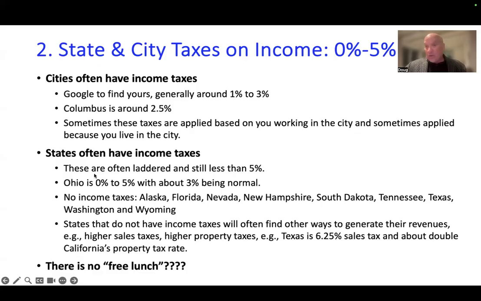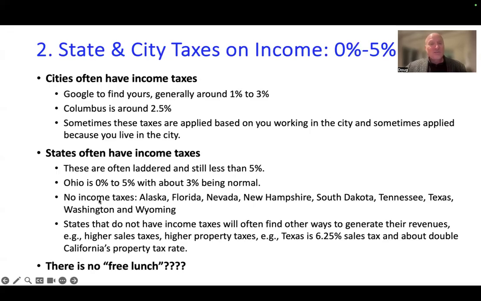Now, states often also have an income tax, and they are laddered, but they're still generally going to be less than 5%. As it works out here in Ohio, it's about 3%. I'm in about the 3% bracket that I can talk about with you, but I'm just going to use a straightforward 3% multiplied by the income after subtracting the deduction.